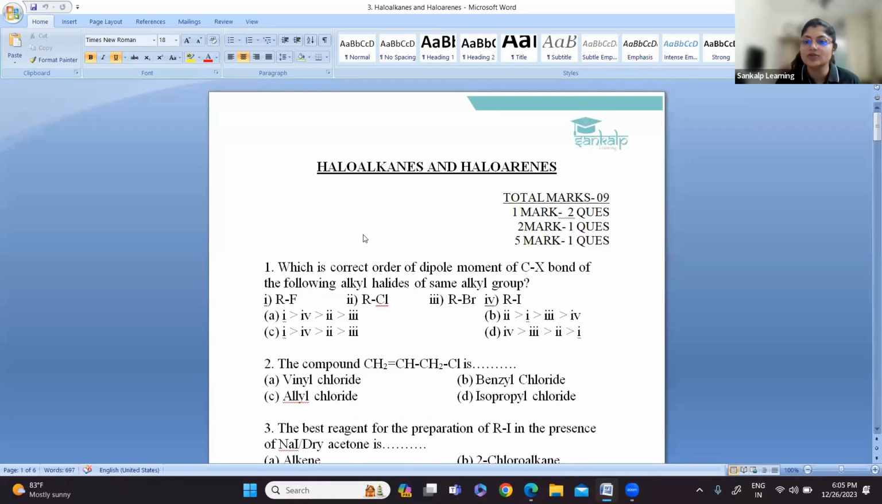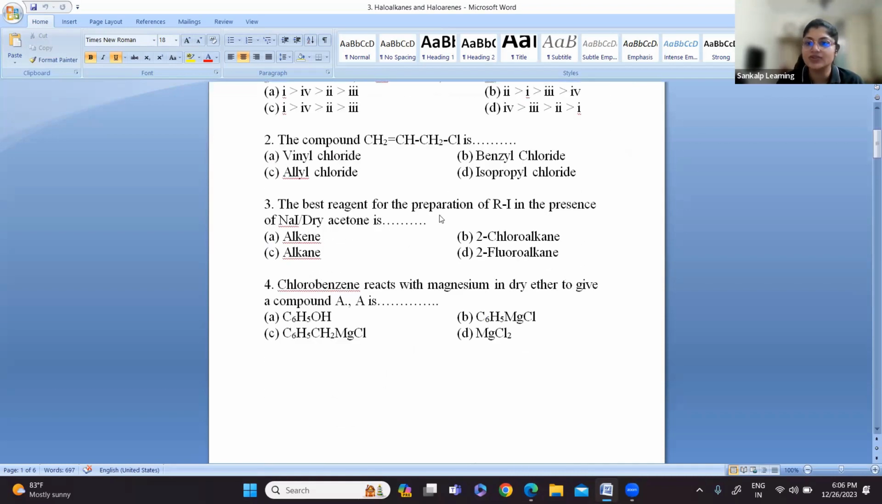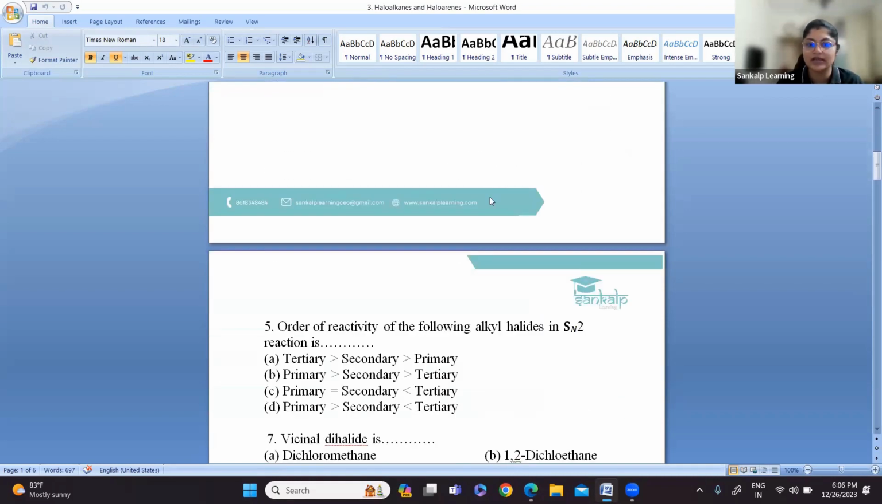From this chapter, the total marks are 9 marks. In these 9 marks, you'll be getting two 1-mark questions. One will be an MCQ question, another will be a fill in the blank question. Then one 2-mark question, and a 5-mark long answer you'll get. You don't get a direct 5-mark question. These 5 marks are further divided into a 3 plus 2 question. Fine. So these were the MCQs which we discussed in our previous class.